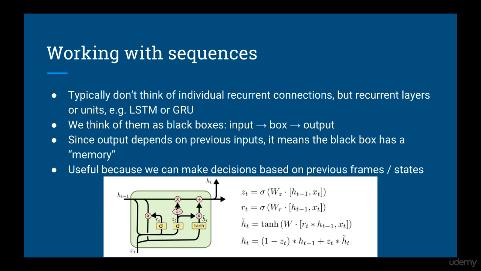Typically, we don't think in terms of individual recurrent connections, but rather entire recurrent layers. I taught you in my course on recurrent neural networks that we treat these layers like black boxes. It's helpful to think of a recurrent layer as just a box that takes in an input and produces some output. The fact that the output depends on previous inputs as well means it has a memory of what it's seen in the past. This can be particularly useful in the context of reinforcement learning, since it allows us to make decisions on not just what we see now, but what we've seen in the previous frames as well.